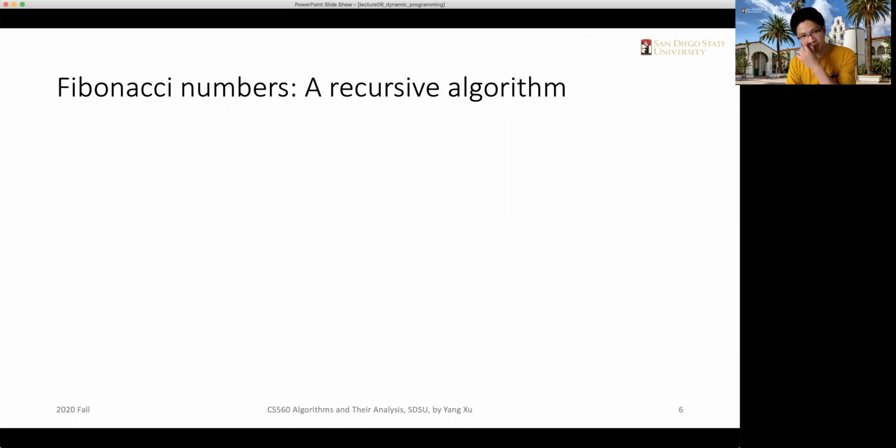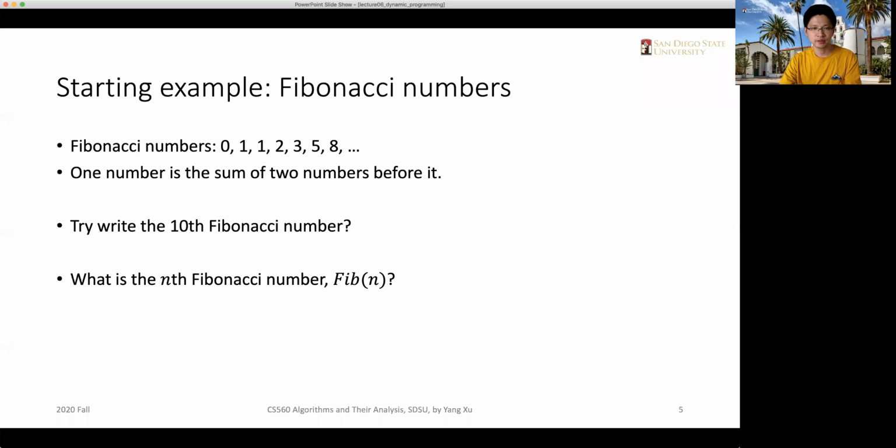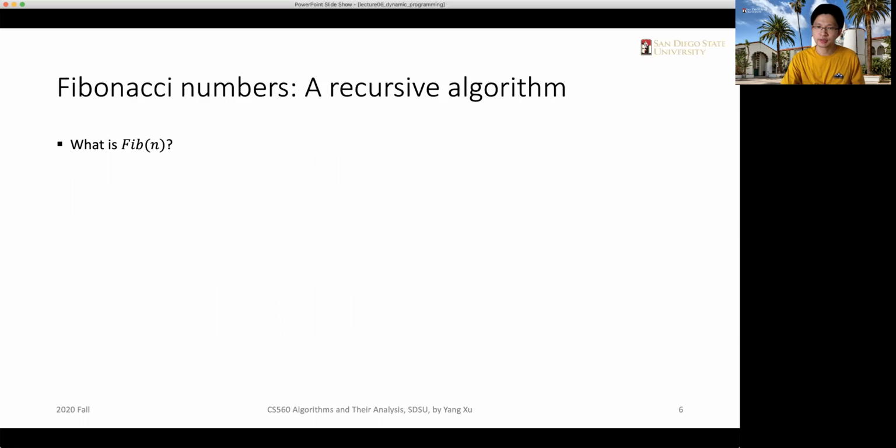Because the definition of the Fibonacci number is, in a sense, recursive, right? The definition is that the number is the sum of the two numbers before it. So the nth Fibonacci number is the summation of the (n-1)th Fibonacci number plus the (n-2)th Fibonacci number. So that is a pretty recursive way of thinking, right?